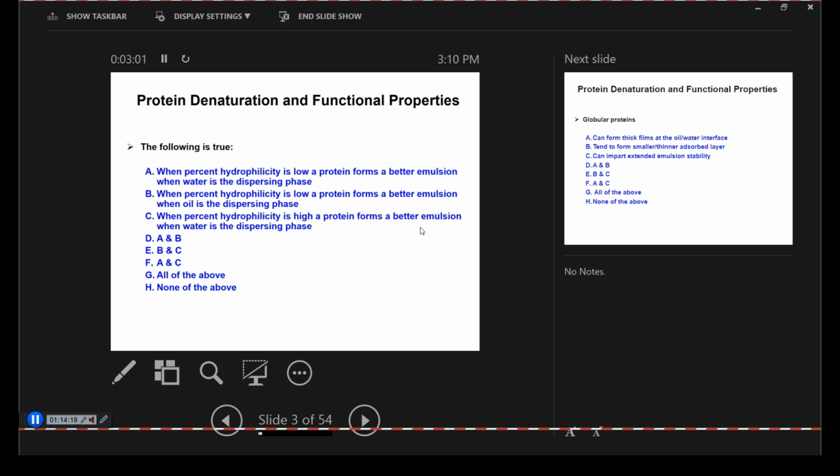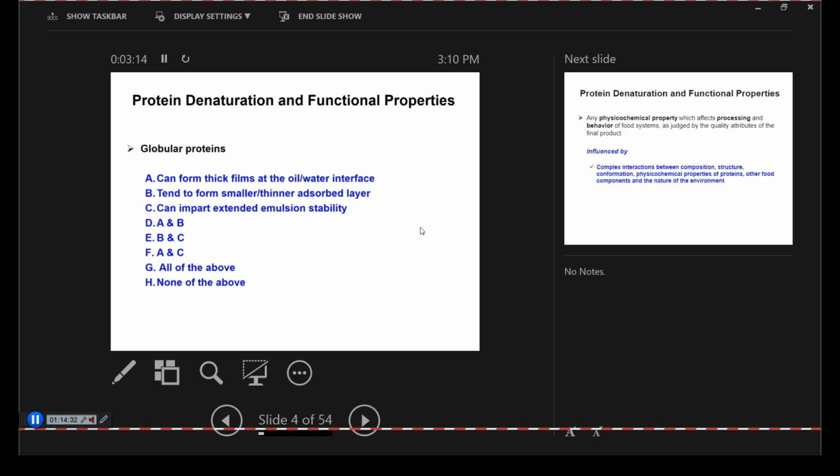What about C? Yeah, so B and C, right? All right. Globular proteins, and I don't expect you to know this, but let's see if you want to guess. Can form thick films at the oil-water interface, tend to form smaller, thinner, adsorbed layer, can impart extended emulsion stability.